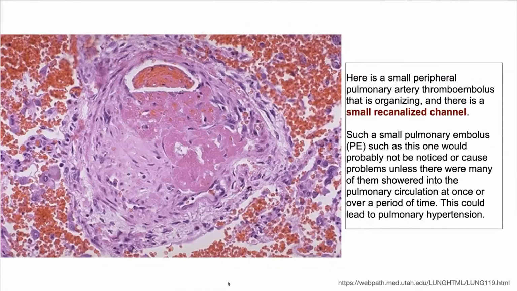Eventually, if the embolus does not resolve, it will reorganize itself and form a small lumen to allow the blood to flow through. With this kind of small lumen diameter, pressure will increase, so the patient will have the complication of pulmonary hypertension. This is one of the complications from chronic pulmonary embolism.